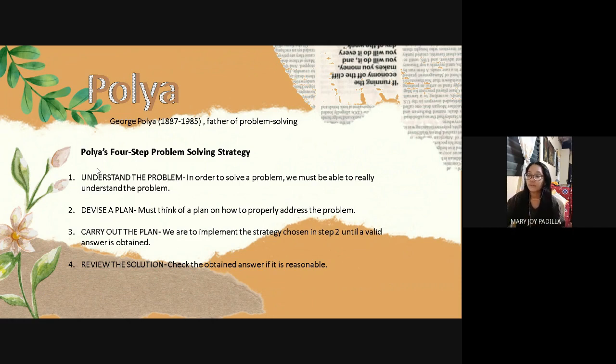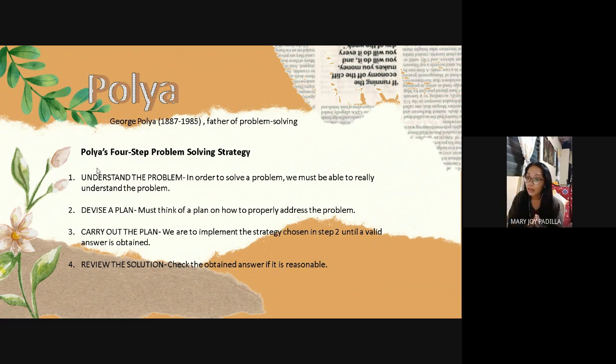So we have number three here, carry out the plan. This one, we implement the strategy chosen in step number two until a valid answer is obtained. Ibig sabihin, dito natin isasagawa yung number two na devise a plan, yung pinlano natin, dito natin siya i-indicate or dito natin siya gagawin.